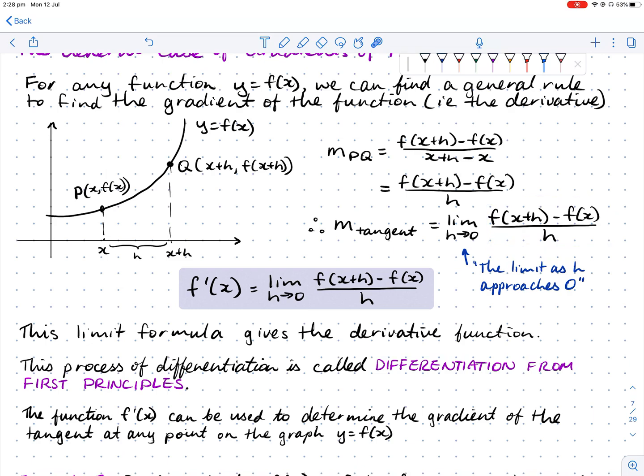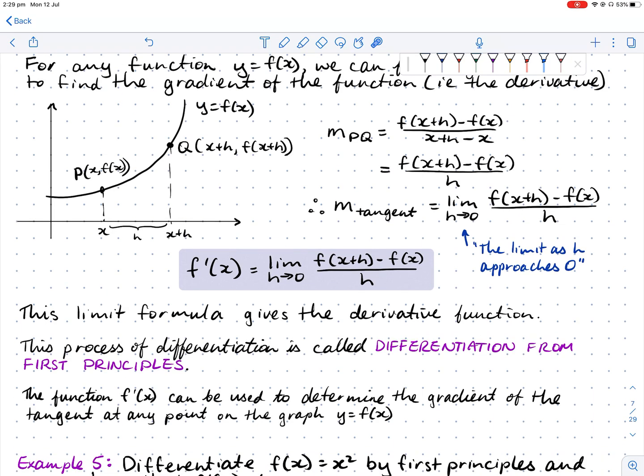So that was the gradient. The formal way of writing it is this. Remember we're talking about the derivative, gradient is derivative. So f dash x we can write as the limit as h approaches 0 of f of x plus h minus f(x) over h. So that's the formula that we use. This method that we're looking at the moment is called differentiation from first principles. Okay, it's sort of like the core of what we need to know about differentiation.